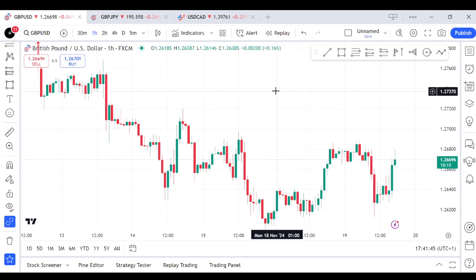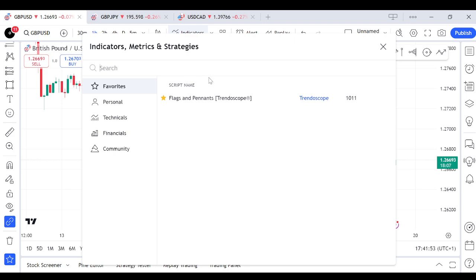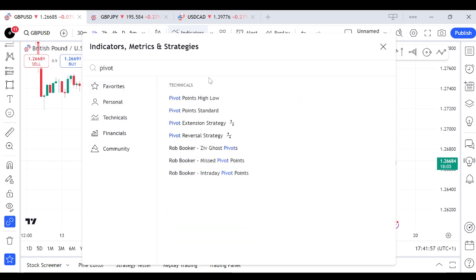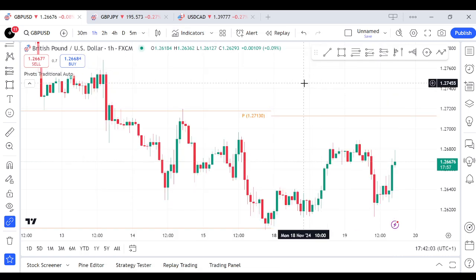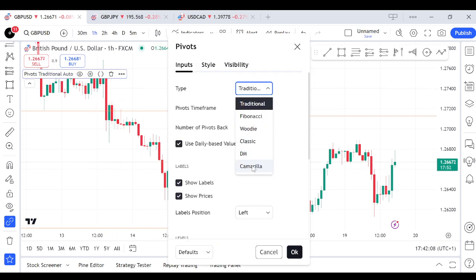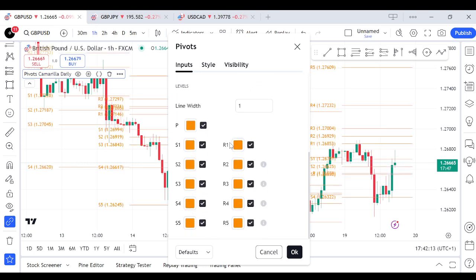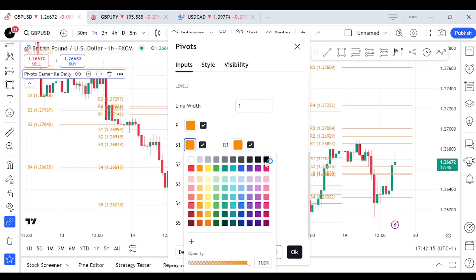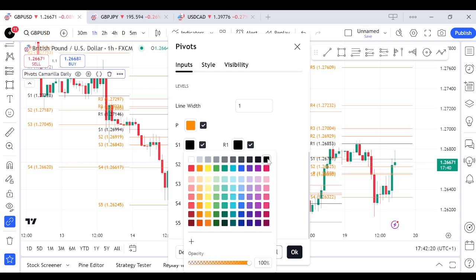This is the TradingView platform, and this is GBP USD on the 1 hour time frame. I'm just going to put the Camarilla pivot points indicator on our charts. So I'm just gonna edit this, set it to Camarilla, set it to daily, and also I'm gonna edit the colors so that we can see them clearly. I put it to black.